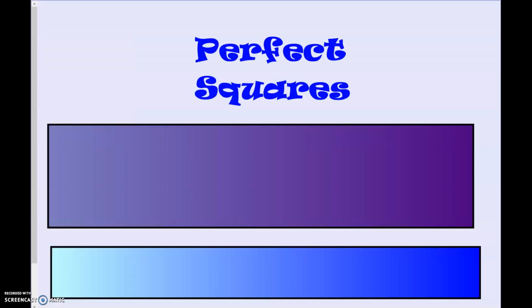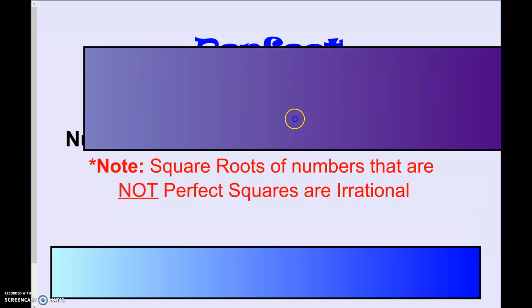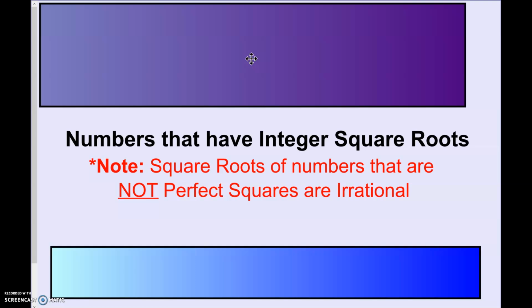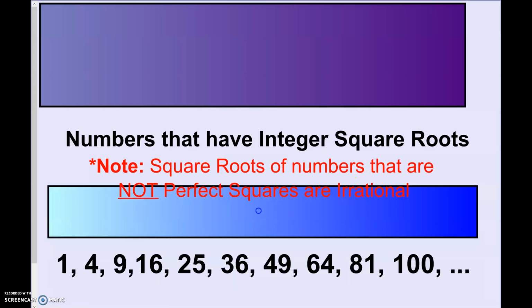All right, perfect squares. What are perfect squares? So when you take a number times itself, then you're going to get a perfect square. So a square root of numbers that have integer square roots. Note that square roots of numbers that are not perfect squares are irrational.